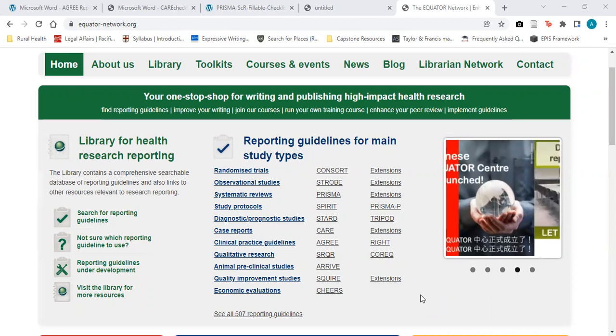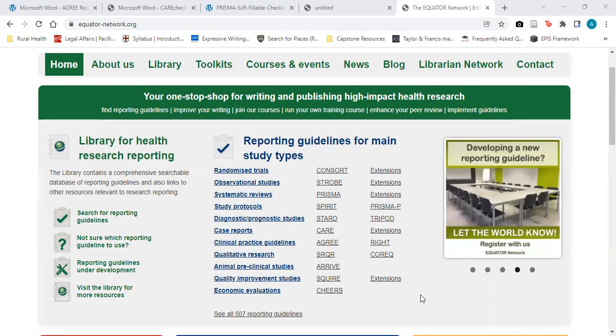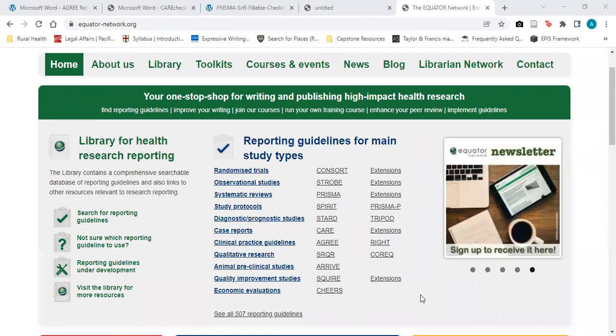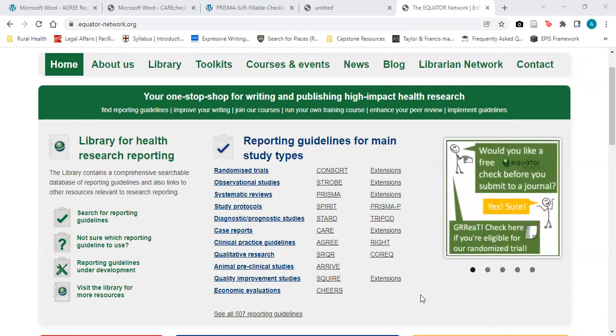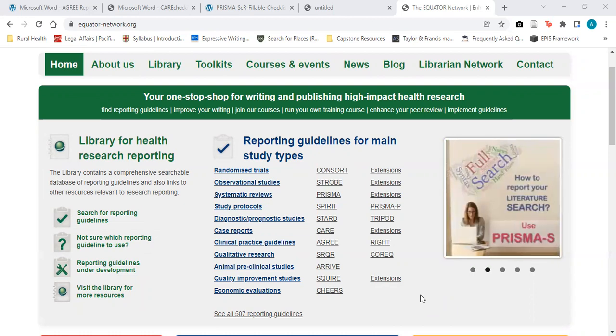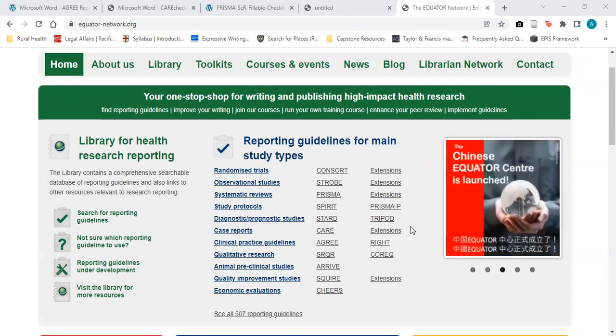So why are reporting guidelines useful for capstone? Certainly, if you are thinking about publishing your work down the road or presenting it in a more professional format, these guidelines may actually be requested of you by a journal or some sort of organization that you're working with. But even if that's not the direction you're going with your capstone, they can still be really useful.